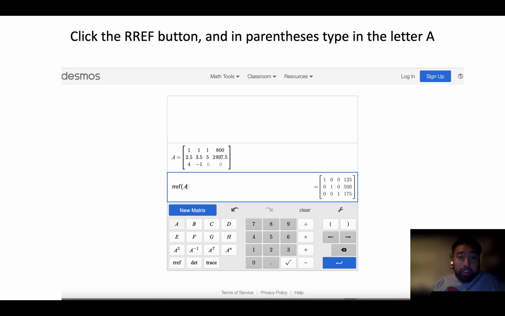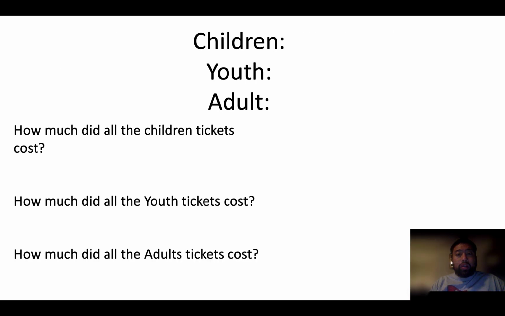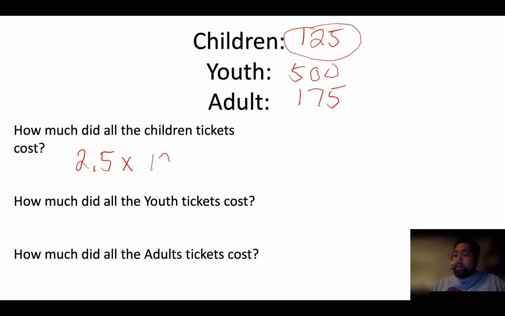$125, $500, $175. Hey guys, let's get this written down. We got 125 up here. We got 500 and 175. I want you guys to get the total amount to answer the 3 questions. The total amount of how much each set of tickets were. I'll do this one for you. The children one was $2.50. We're going to multiply it times the total amount of children, which is 125, and we'll get an answer. I want you guys to do the rest.